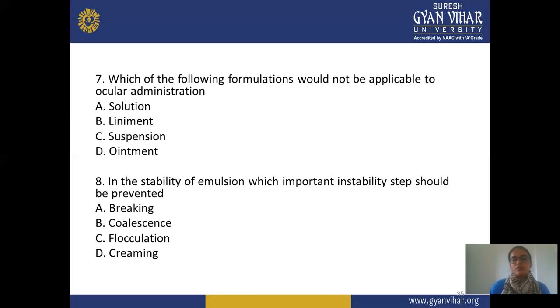And eighth question: in the stability of emulsion, which instability would be prevented? A is breaking, B is coalescence, C is flocculation, and D is creaming.